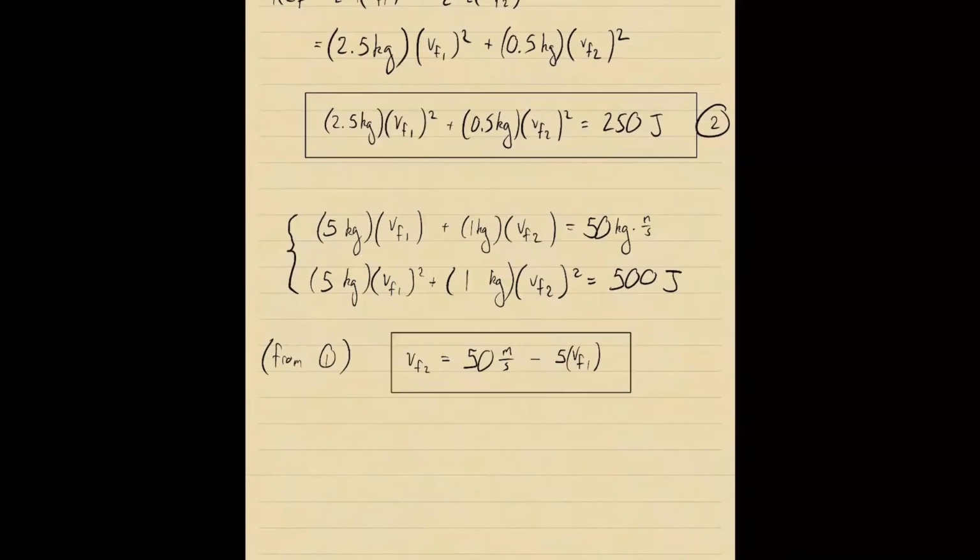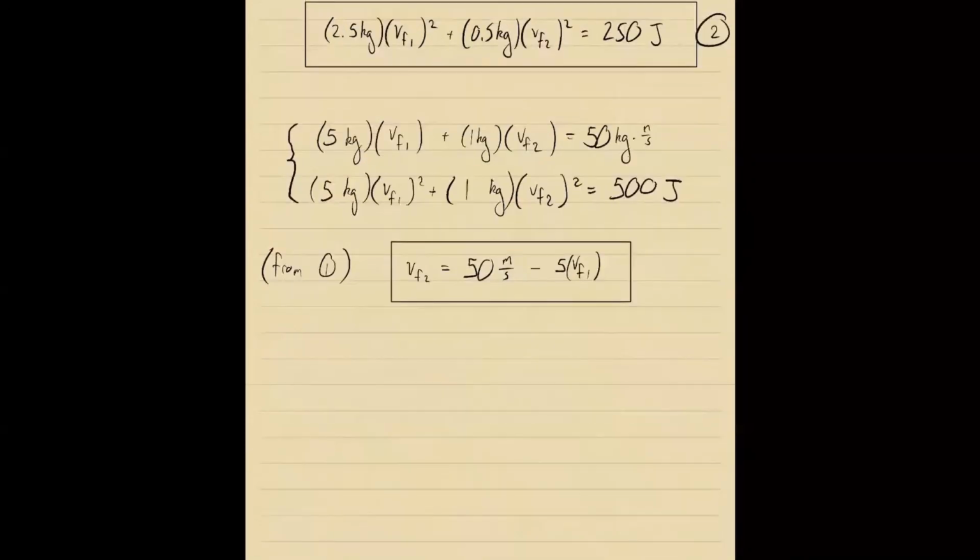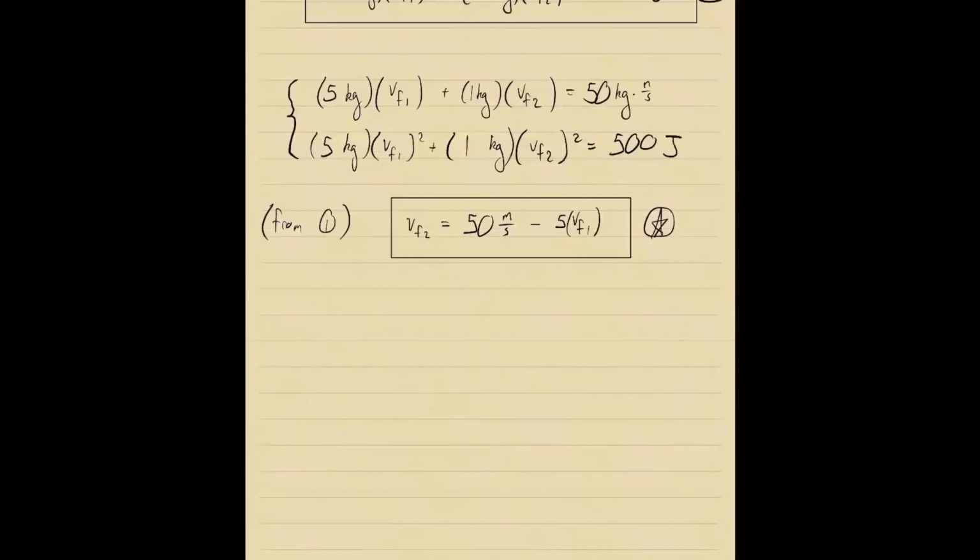So this is what we get by solving equation 1. And so what we can do, we can take this value for V2 and we can plug it in to our second equation here. This is kind of a pain in the butt, but we got to do it. So I'm going to call this star. All right, so we're going to take equation star and put it into equation 2.